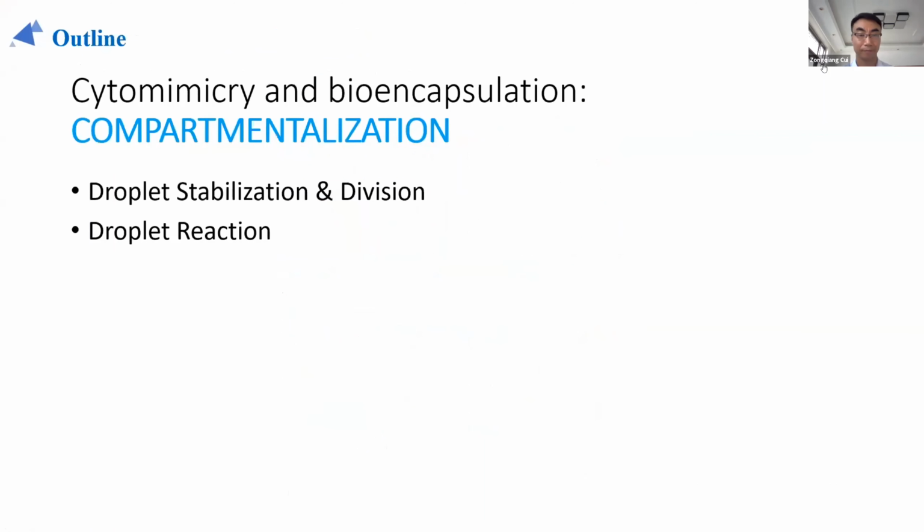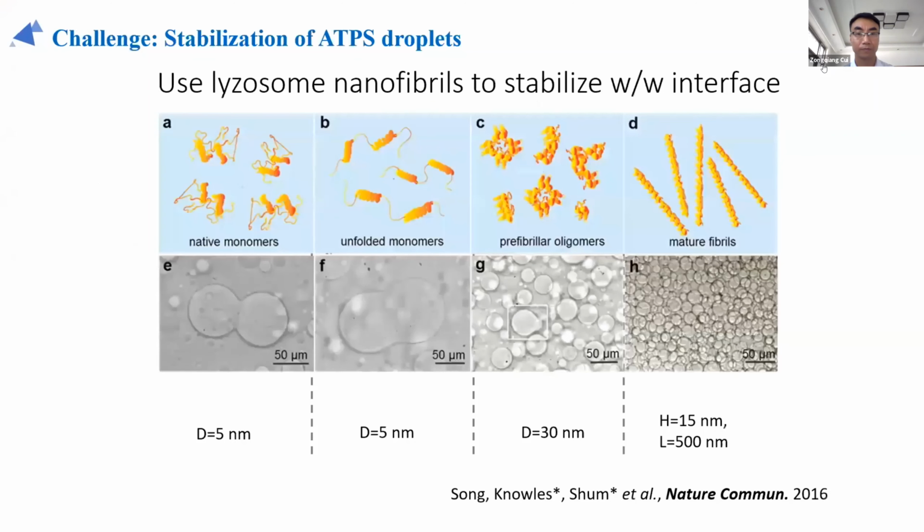In this talk, I'll talk about how we can use aqueous two-phase systems to achieve compartmentalization. In particular, how we can use droplets as the compartments, how we can stabilize these droplets, how we can mimic some biological behavior such as the division of cells in droplets, and how we can compartmentalize microreactions, just like prebiotic compartmentalized droplets had to achieve. I will start with droplet stabilization and division. One of the challenges in working with these ATPS droplets is how to stabilize them.